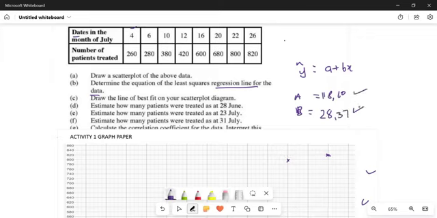Okay, you get 1 mark for this one, 1 mark for this one. And then you substitute to say Y is going to be equal to 118.60 plus 28.37x. And then you get another mark there. This is the equation of the least square regression line.